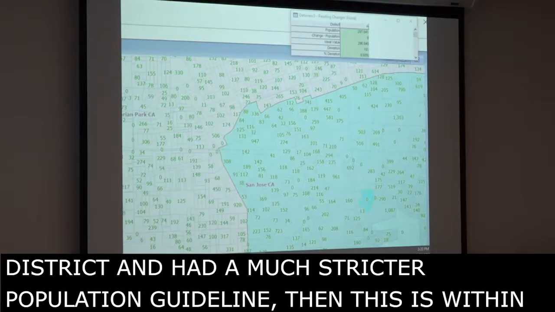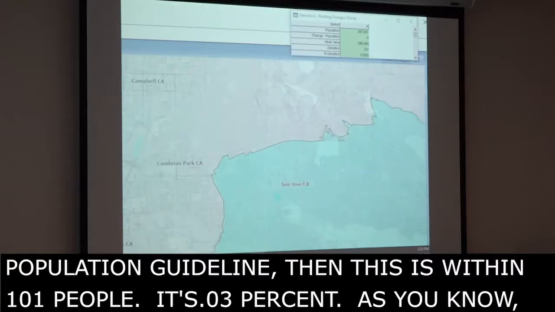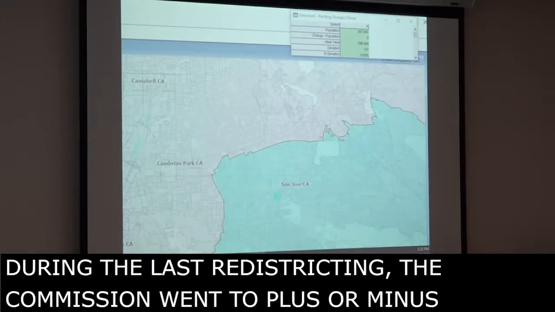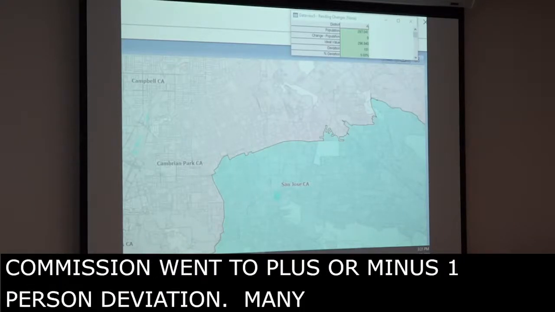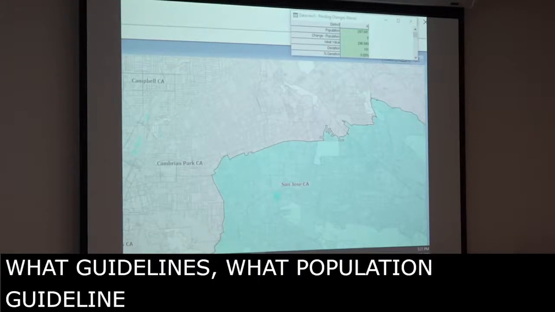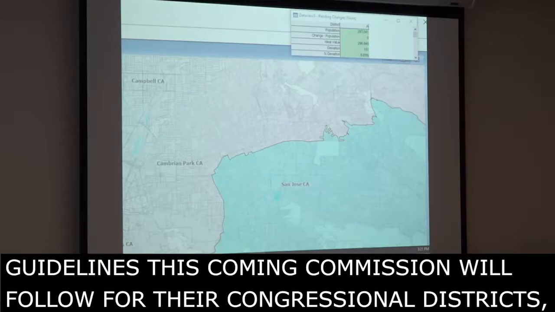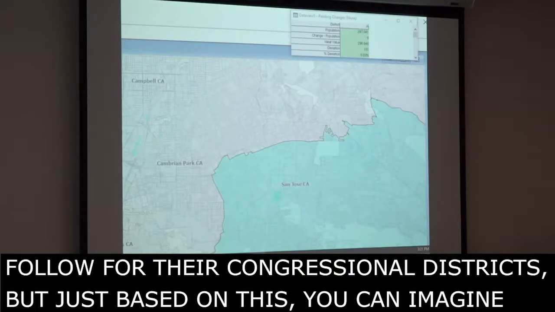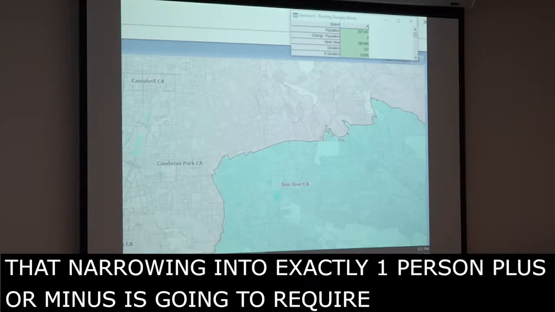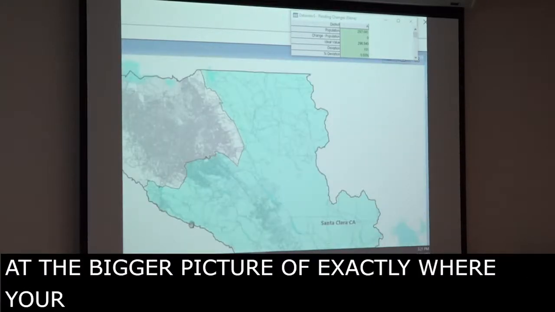It's 0.03%. As you know, during the last redistricting, the commission went to plus or minus 1 person deviation. Many other states also followed those guidelines. It is unclear what population guideline this coming commission will follow for their congressional districts. But just based on this, you can imagine that narrowing into exactly 1 person plus or minus is going to require a lot of attention to detail while you're looking at the bigger picture of exactly where your district is, where you want it to go.